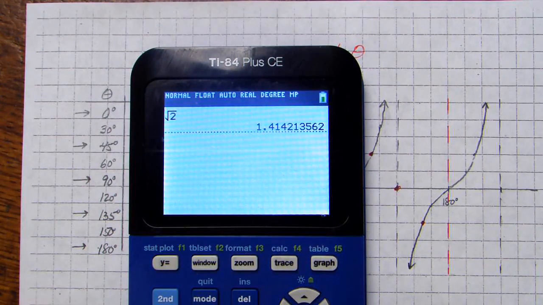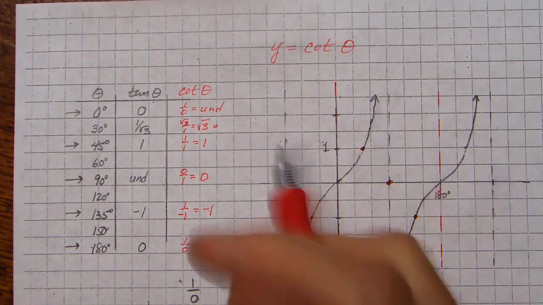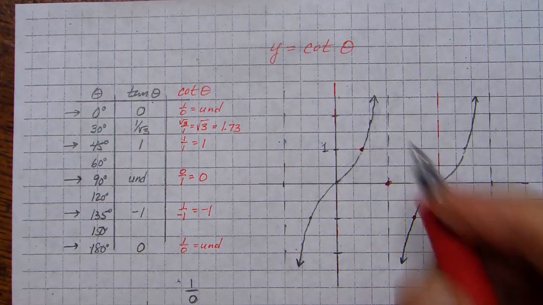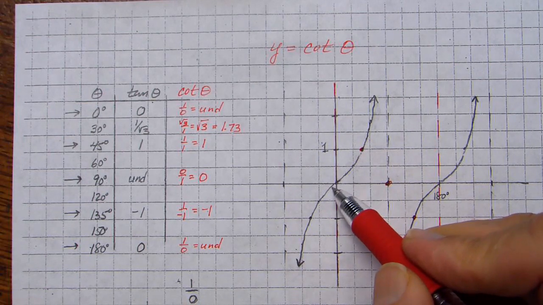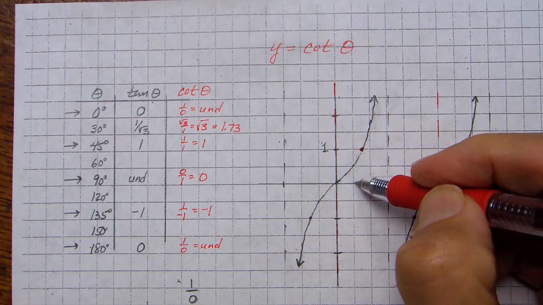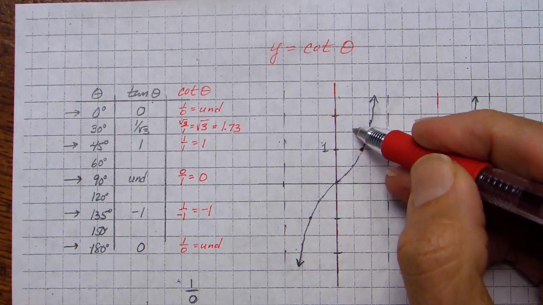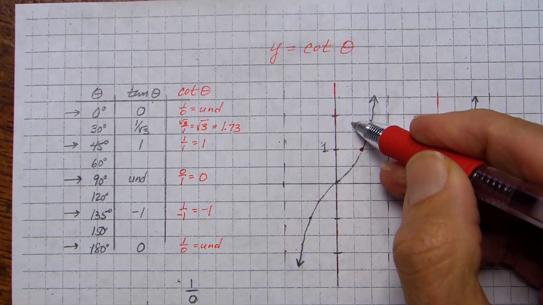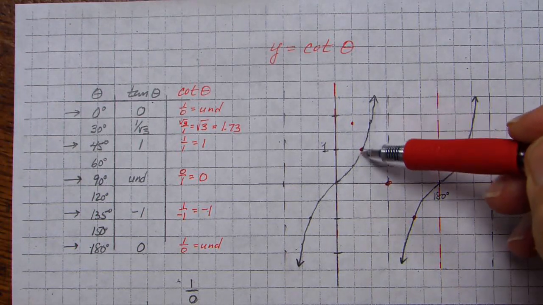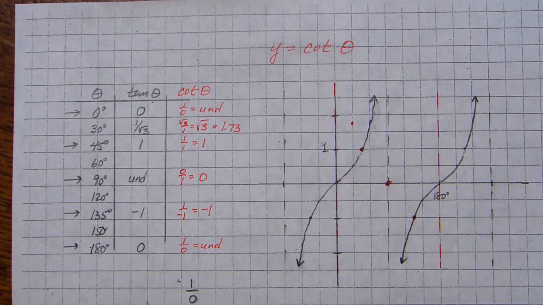I want to say 1.7, but better safe than sorry. 1.732. So about 1.73. So if I were to go to 30 degrees, which would be right here on my graph, I would go up to about 1.73, so maybe about there-ish for 30 degrees. So now, okay, that's kind of good. It seems to kind of fit this trend here that I'm seeing in my points.